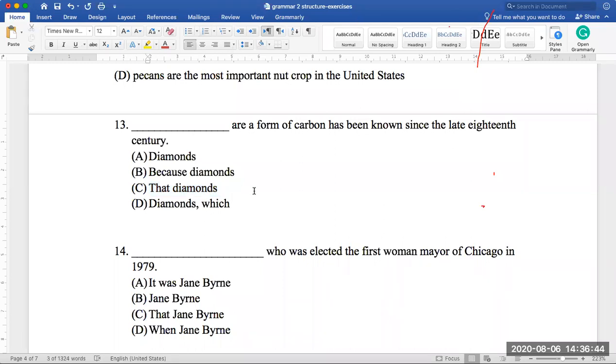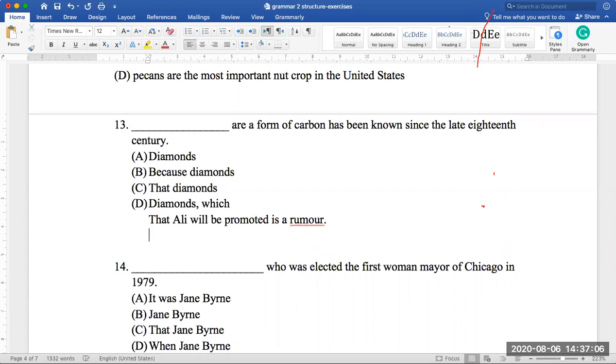Okay. So this is what we call that clause. When you say that Ali will be promoted, this is all one. It's a noun clause here. That Ali will be promoted. It's as if I'm saying it: that Ali will be promoted is a rumor. Like saying it is a rumor that Ali will be promoted. So the right sentence is C. That diamonds are a form.